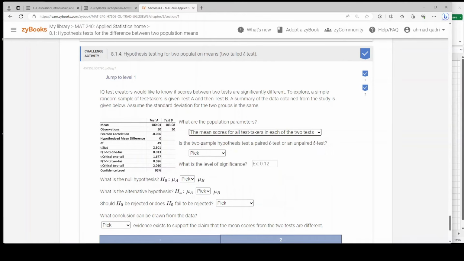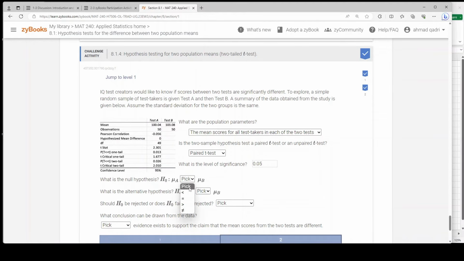Okay. Is the two sample hypothesis test a paired t-test? That is correct. It's a paired t-test. What is the level of significance? So that's 100% minus 95%, the confidence level. 5% is the answer, or 0.05.